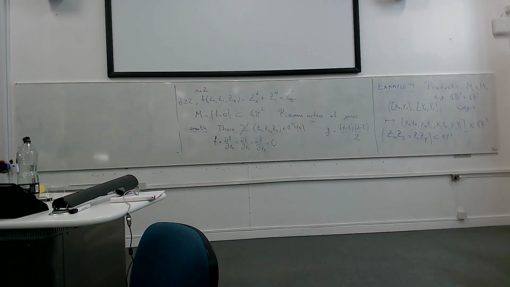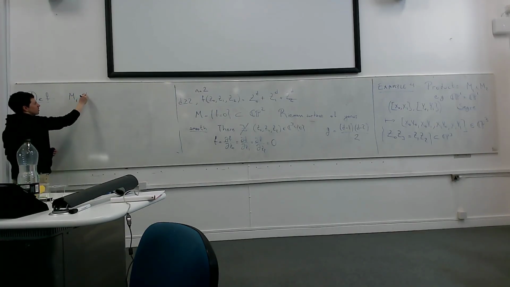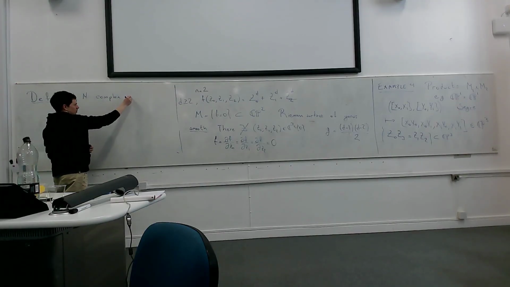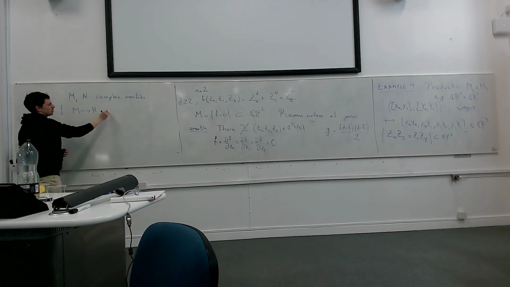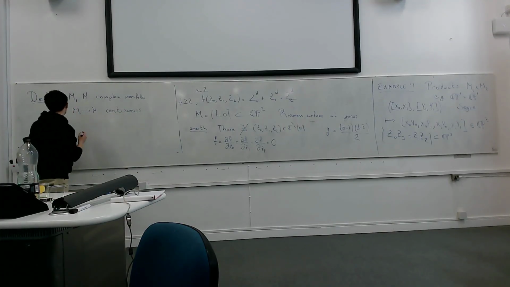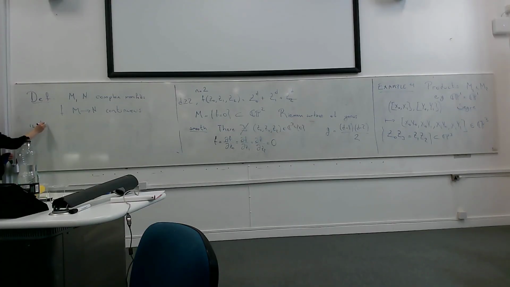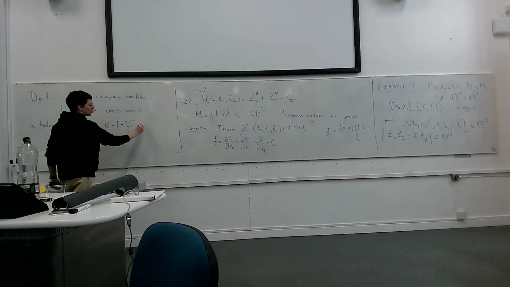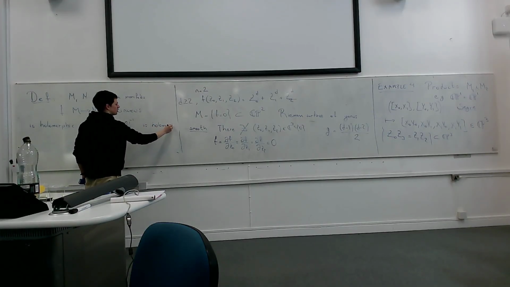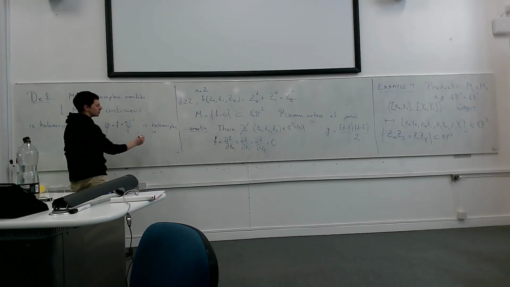So then the definition. If you have M and N, these are complex manifolds, and we have, let's say, some continuous map, then it is holomorphic if, whenever you look in local coordinates or charts, this is holomorphic, wherever it is defined in its domain of definition.